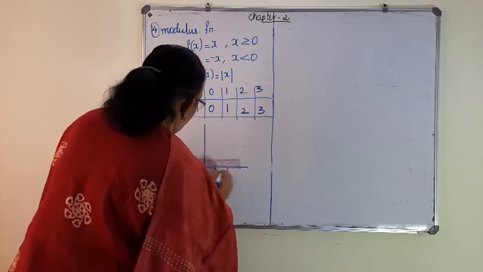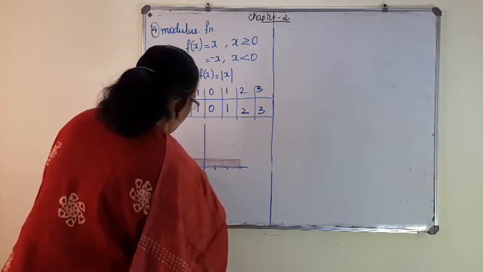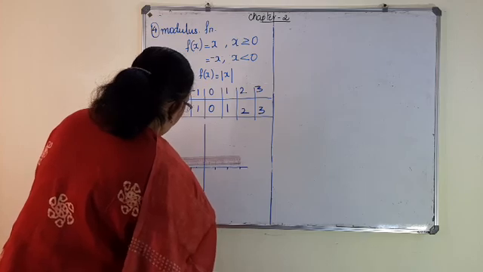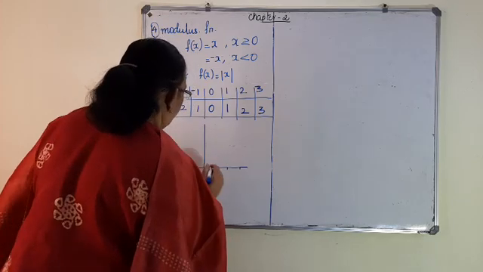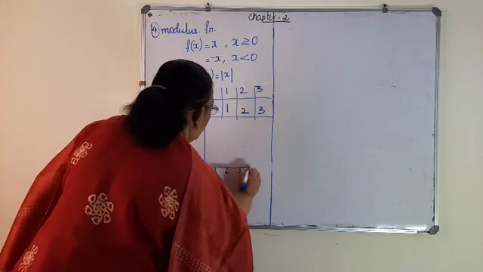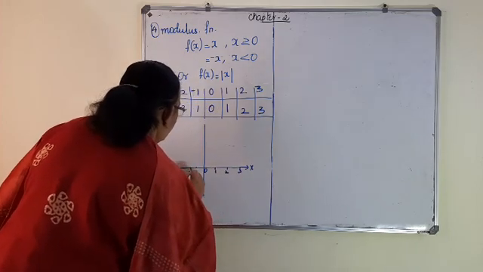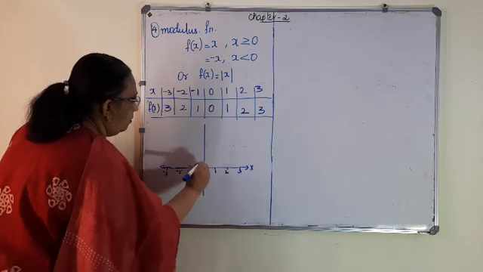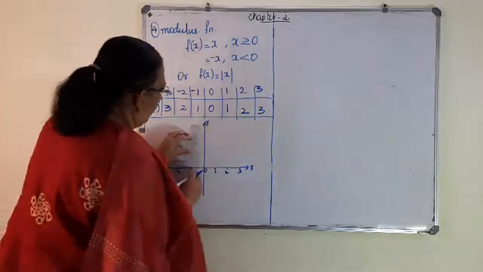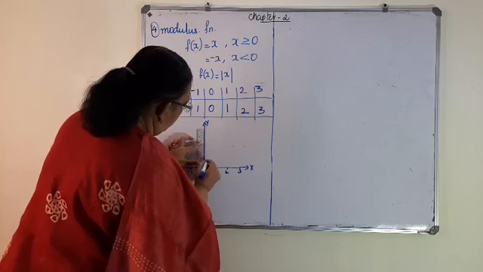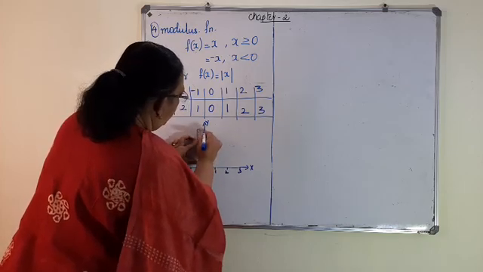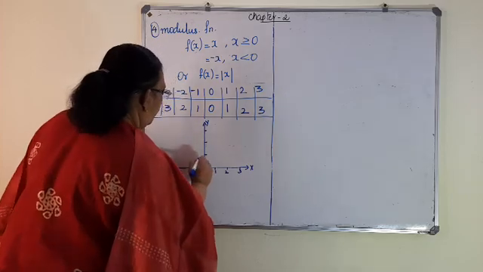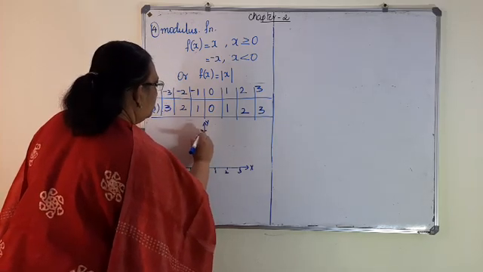One, two, three. On the x-axis, the values 0, minus 1, minus 2, minus 3. The y values: 1, 2, 3.